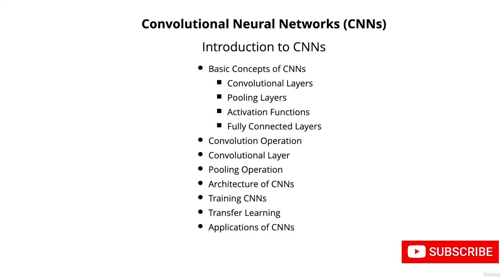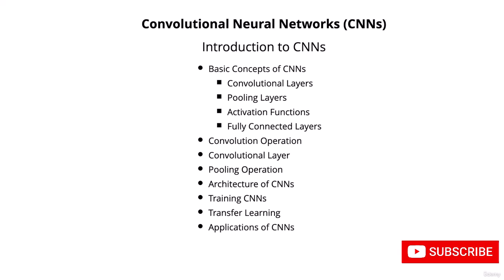Next, transfer learning. Transfer learning is a common technique in CNNs where pre-trained models trained on a large dataset, for example ImageNet, are fine-tuned on smaller datasets or specific tasks. This approach leverages the learned features from pre-trained models and adapts them to the new task, often leading to improved performance with less data. What are the applications of CNN? CNNs have applications in various domains, including image classification, object detection, facial recognition, medical image analysis, autonomous vehicles, and more.